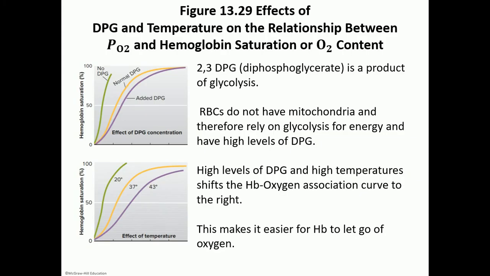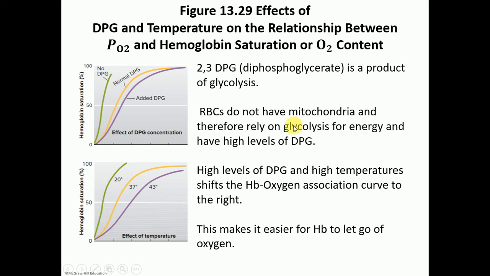Now, these are the curves that we're talking about. So how is it that the RBCs make sure that hemoglobin is always able to let go of its oxygen? The red blood cells, keep in mind, do not have mitochondria. Remember, they were not nucleated, they did not have any organelles, and that's why their lifespan was only about 120 days. Because of the lack of mitochondria, they do not have the ability to go through Krebs cycle or the electron transport chain. They can only do glycolysis.